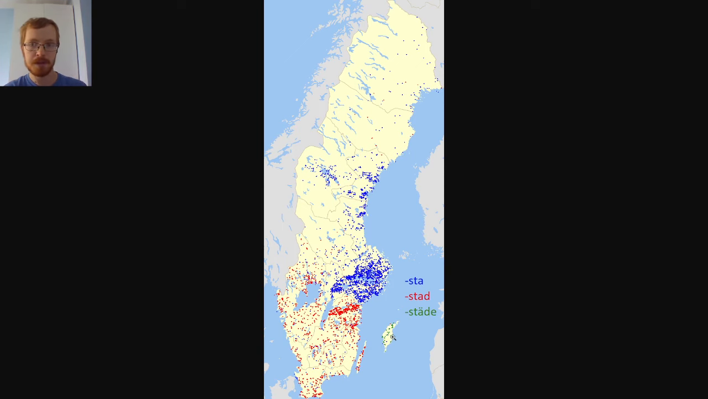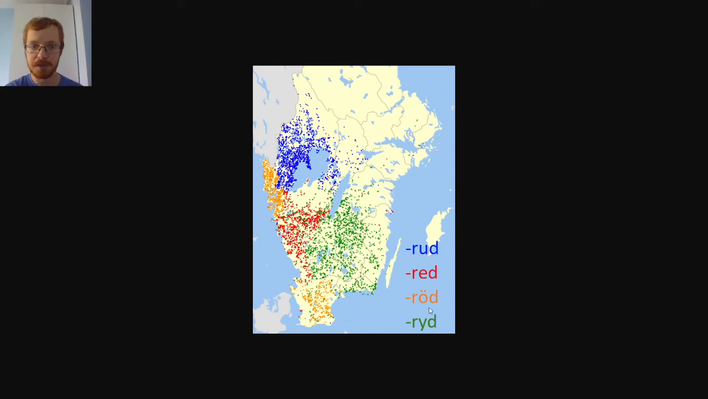And another map here you can see with the rud, red, röd, ryd. So the rud is this area near Norway. Ryd will be one of these two areas. Röd, it'll be this area, and red, you'll be in this area on the west coast. Again, be careful of exceptions. For example, with red, you can see a few red dots further east as well.